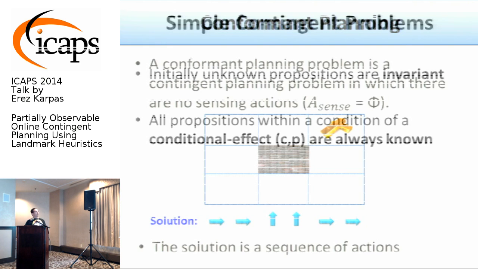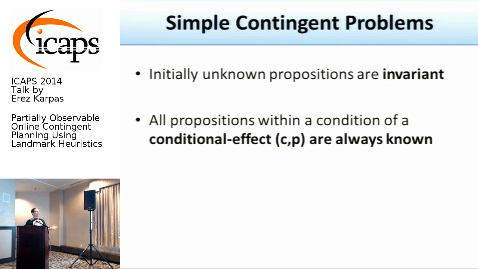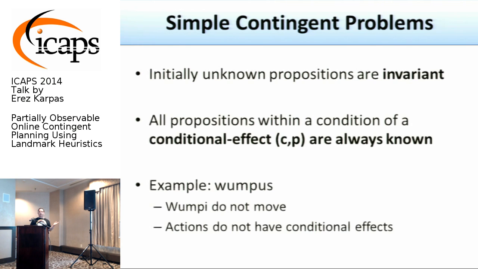Now, another simple case of contingent planning is simple contingent problems. So what are simple contingent problems? This is where the unknown propositions are invariant, okay? And we don't have any actions which have a conditional effect that's conditional on an unknown proposition. So WUMPUS is simple because the WUMPI don't move, okay? And actions do not have conditional effects. Now, what's nice about simple contingent problems is that my knowledge always grows, or at least something that is known stays known, which is a really nice property.